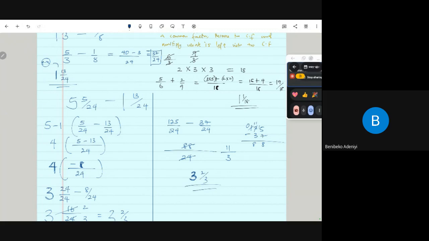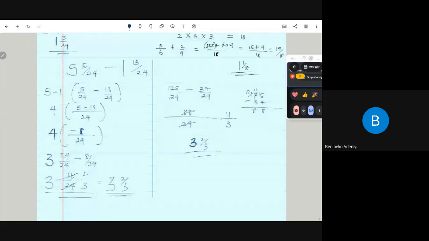So I think this one is even better than going through this route. 3 whole number, 2 over 3. I believe that I've been able to discuss everything that has to do with adding and subtracting fractions, right? Excellent. And we've looked at how to convert from one fraction to another.